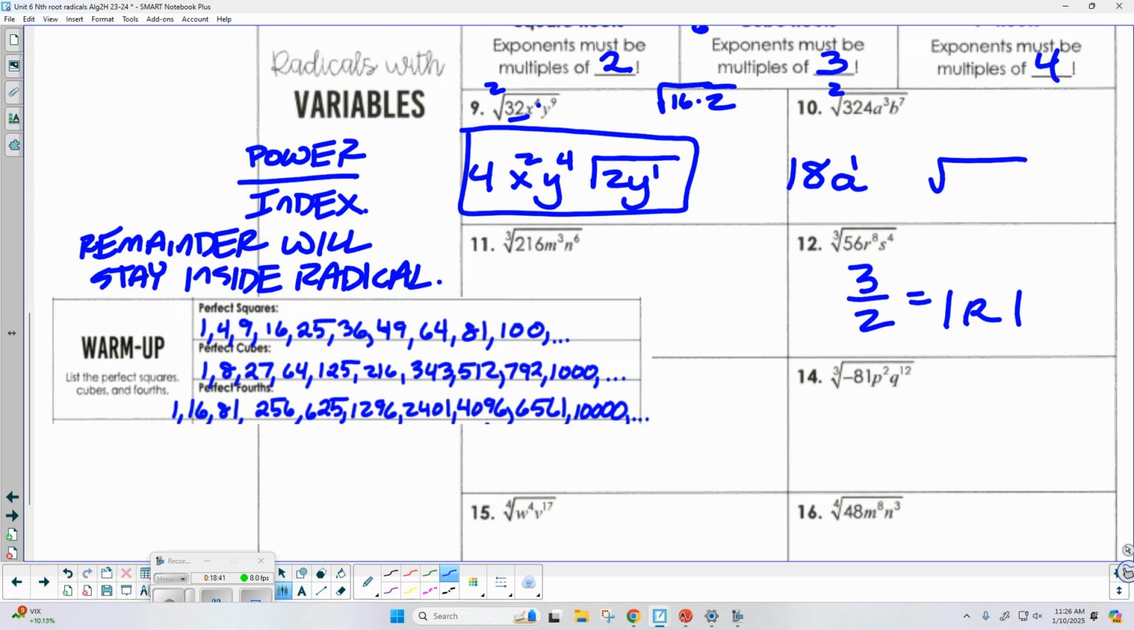It's 1. So that means that remainder has to stay inside. Okay. For b, its power is 7, so I'm going to take 7 divided by the index. Well, 7 divided by 2, how many times? 3. So because that's 3, I can pull out a b cubed, but there's a remainder of 1, so that power has to stay inside.